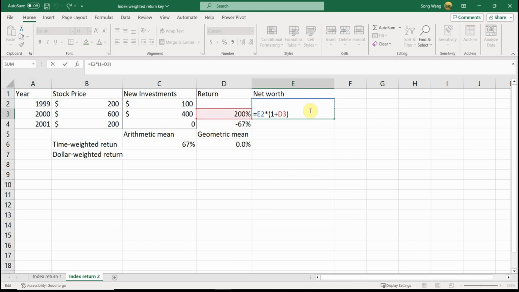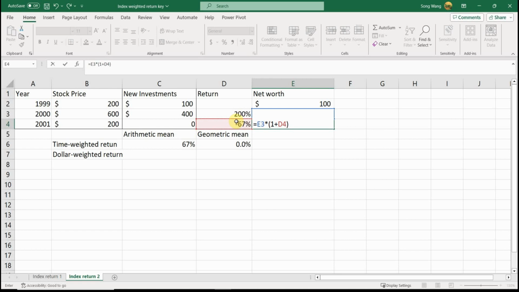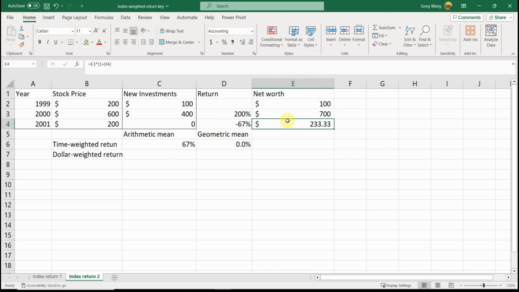And then you invest another $400 into the stock, and your total net worth will be $700. And that's finished for this year. And then the next year, your investment shrinks by 67%. So let's see how much you have left. You're going to use 700 times 1 plus this negative 67%. Okay, and then this is how much money you end up with. Okay, $233.33.